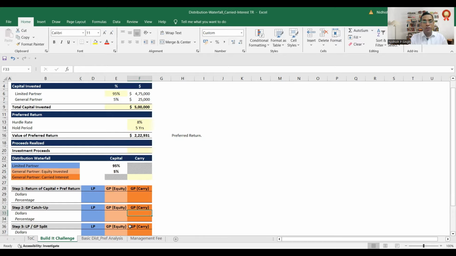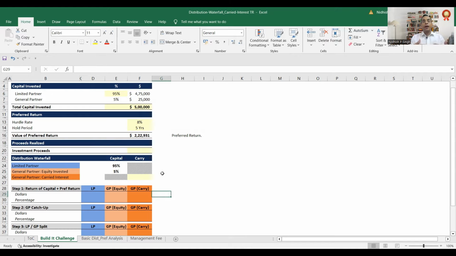So when we calculate the GP catch-up separately, we are not expected to calculate the preferred return on the entire amount. The preferred return should only be restricted to the LP portion. Hence, I have calculated the preferred return on the LP portion, applying an 8% hurdle rate for a period of 5 years. So that is 2.22K. Okay. Now the game starts.